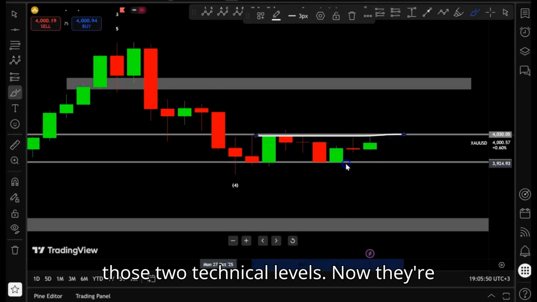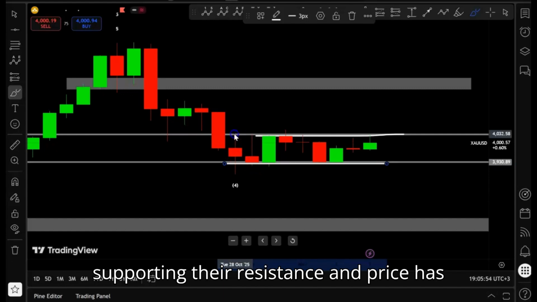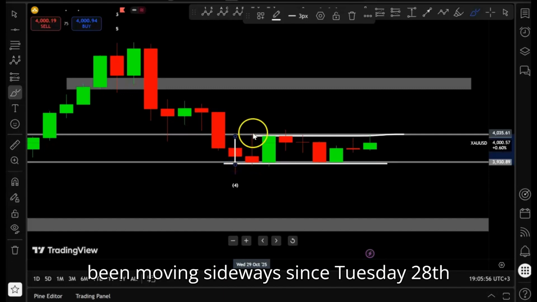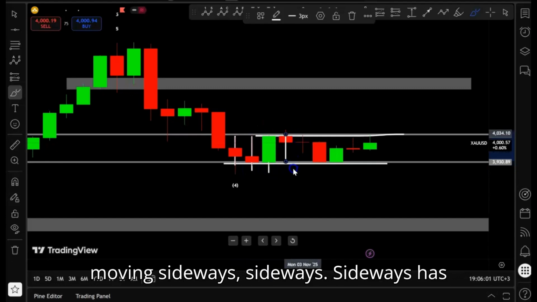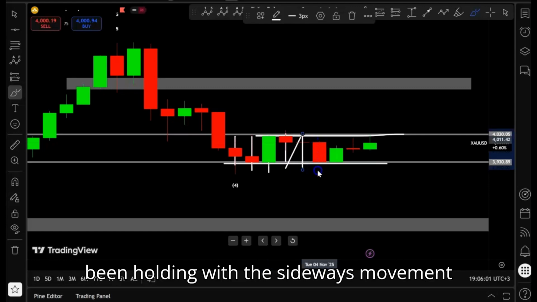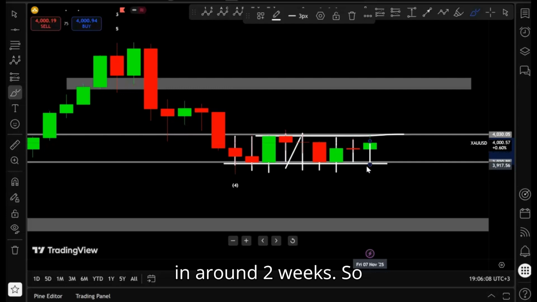We can identify those two technical levels now, the support and the resistance. And price has been moving sideways since Tuesday, 28th of October. So price has been holding with the sideways movement for around 2 weeks.